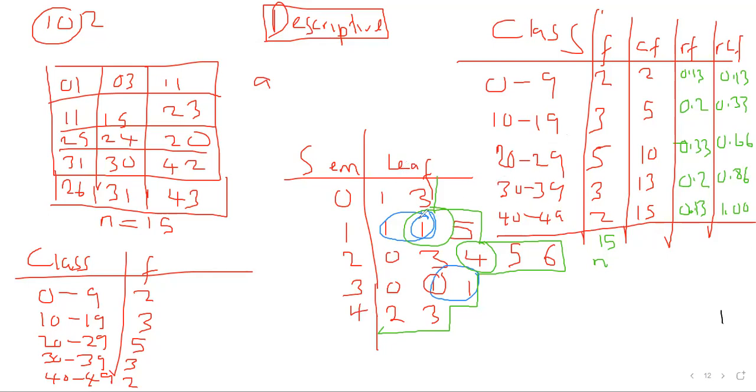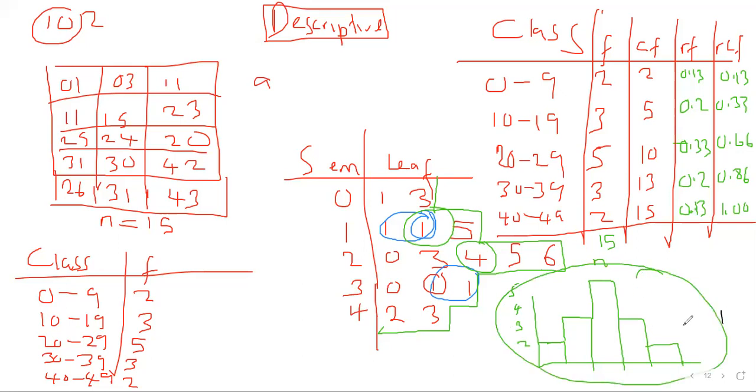If you tilt this upside down, you'll see that the histogram will look something like this. We have 2 here, 3 here, 5 there, 3 there, and 2 there. It will look something like this. I'm just giving you a picture that the stem and leaf diagram also gives a picture of how your histogram will look.